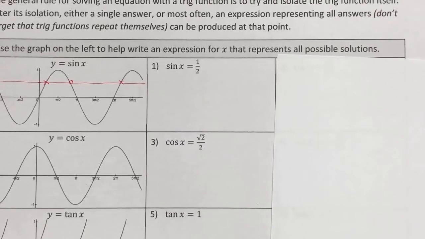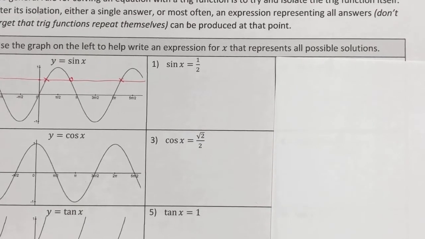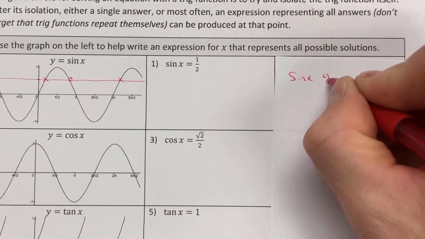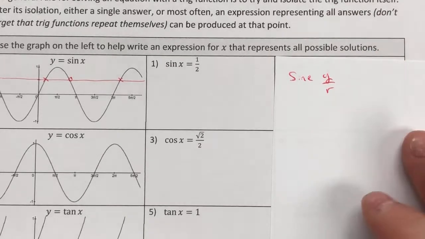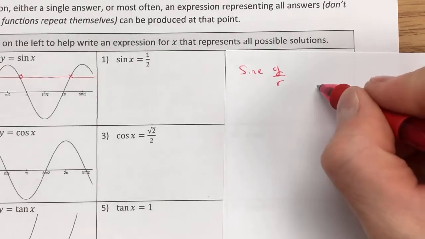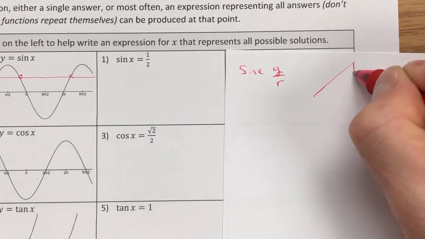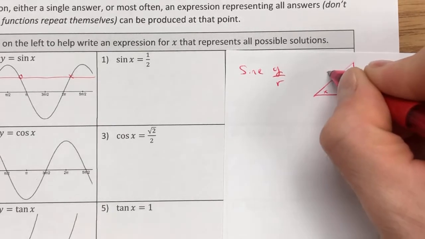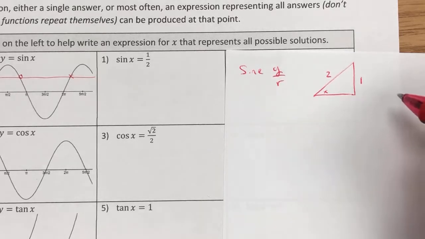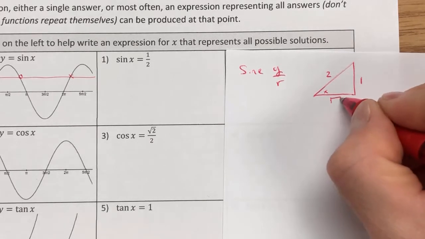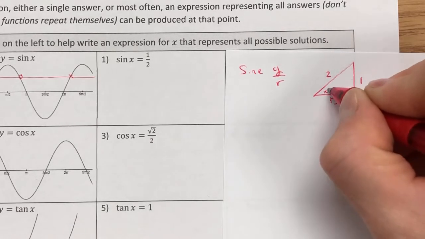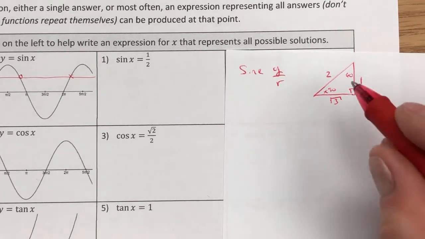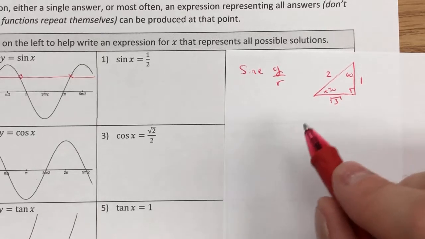So I am going to set up our function. So I know the sine of x. Sine is going to be the y over the r value, which means my graph that I'm representing is going to be some unknown angle measure that gives me a y value of 1 and a radius of 2. And I should recognize that the 1, 2 is going to be over root 3 because it is a 30, 60, 90 triangle. Now that 30, 60, 90 triangle is going to help me get my first round of answers.